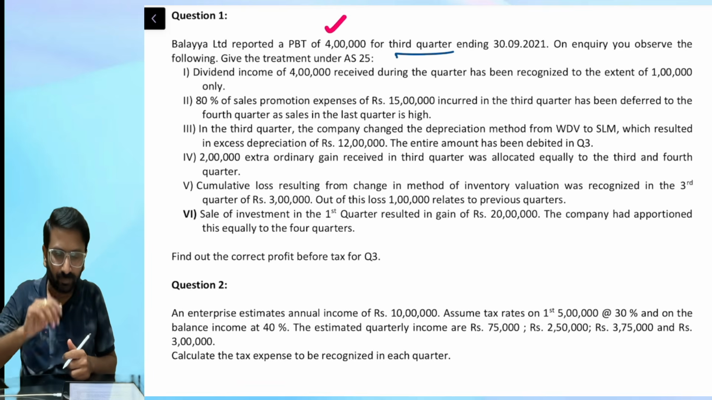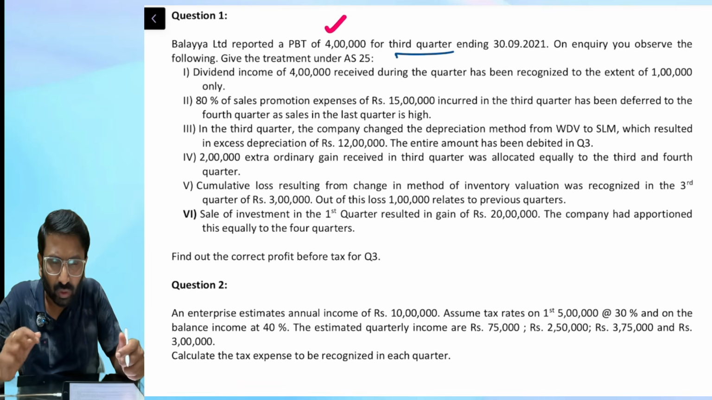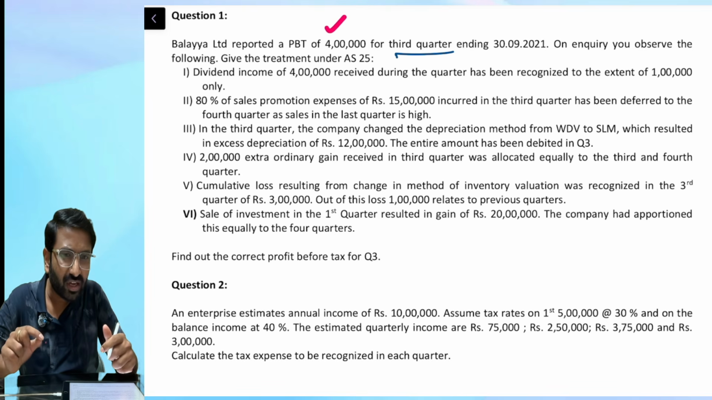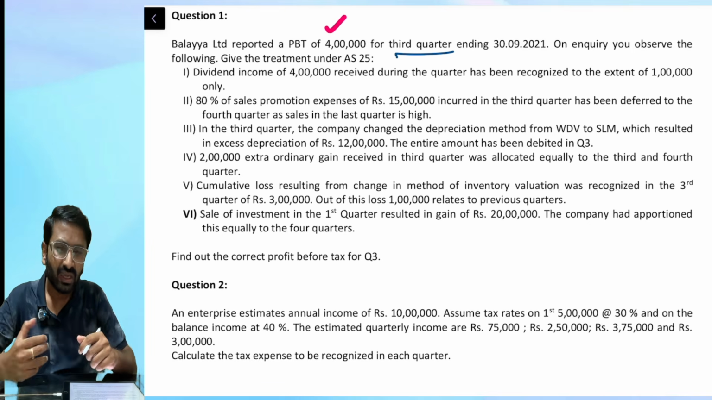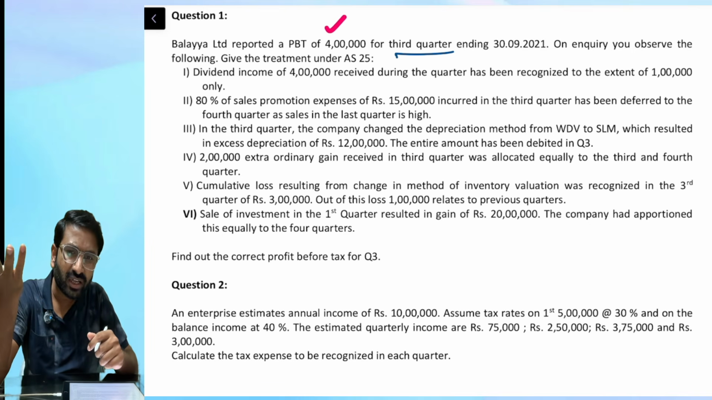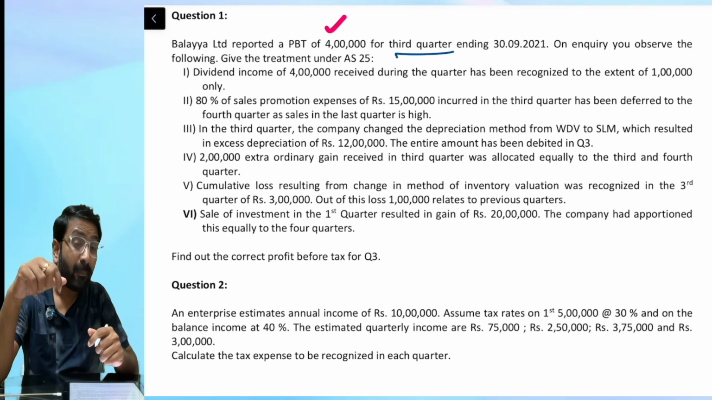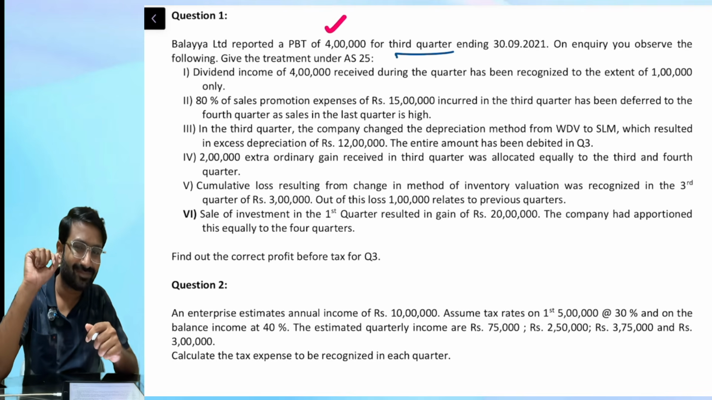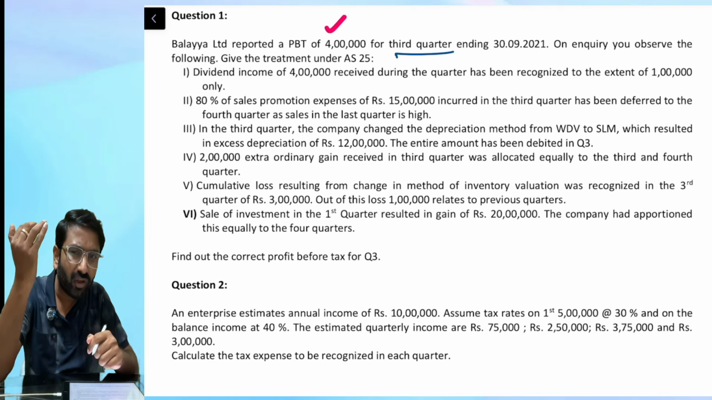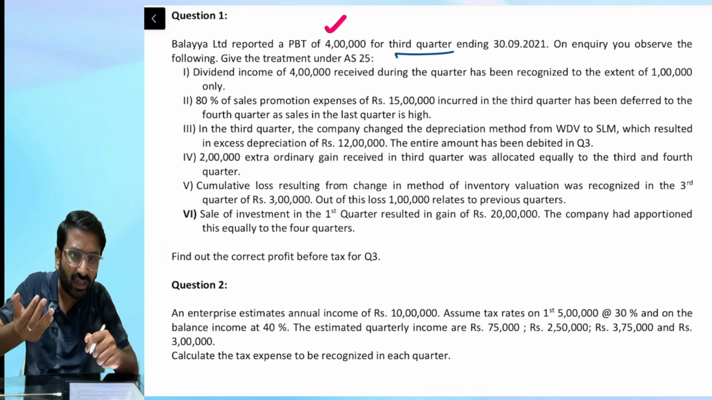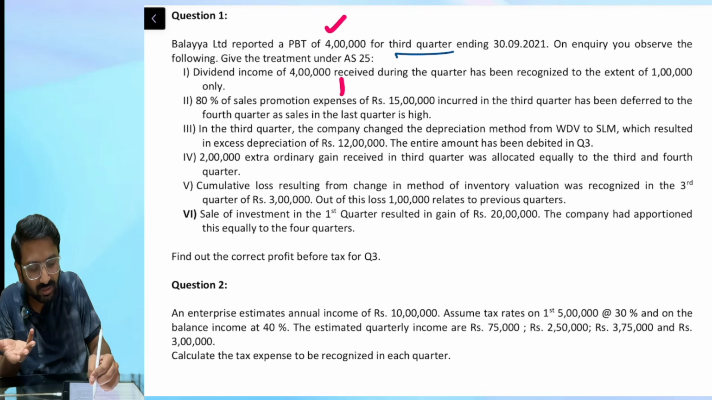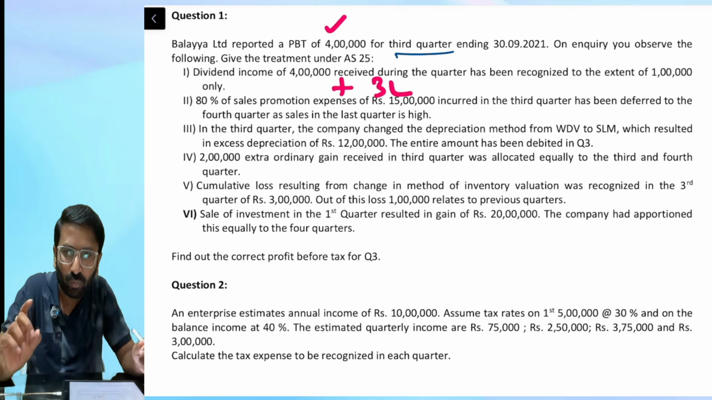Okay. First one. Dividend income of 4 lakh received during this quarter has been recognized only to the extent of 1 lakh. Can I say it's a mistake? If you are receiving 4 lakh dividend, you should recognize how much? 4 lakh. But they are recognizing only 1 lakh. So because of that, the profit would have come down. So what should I do now? To find out the correct profit, I should add back the difference of 3 lakhs. I hope all of you are clear.